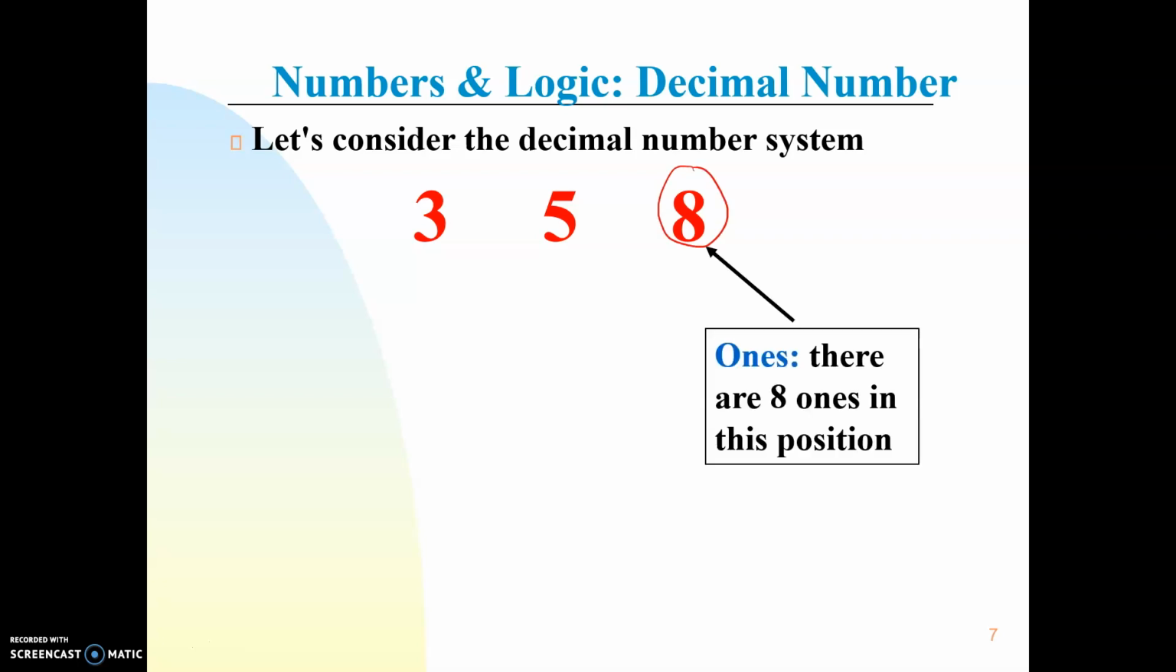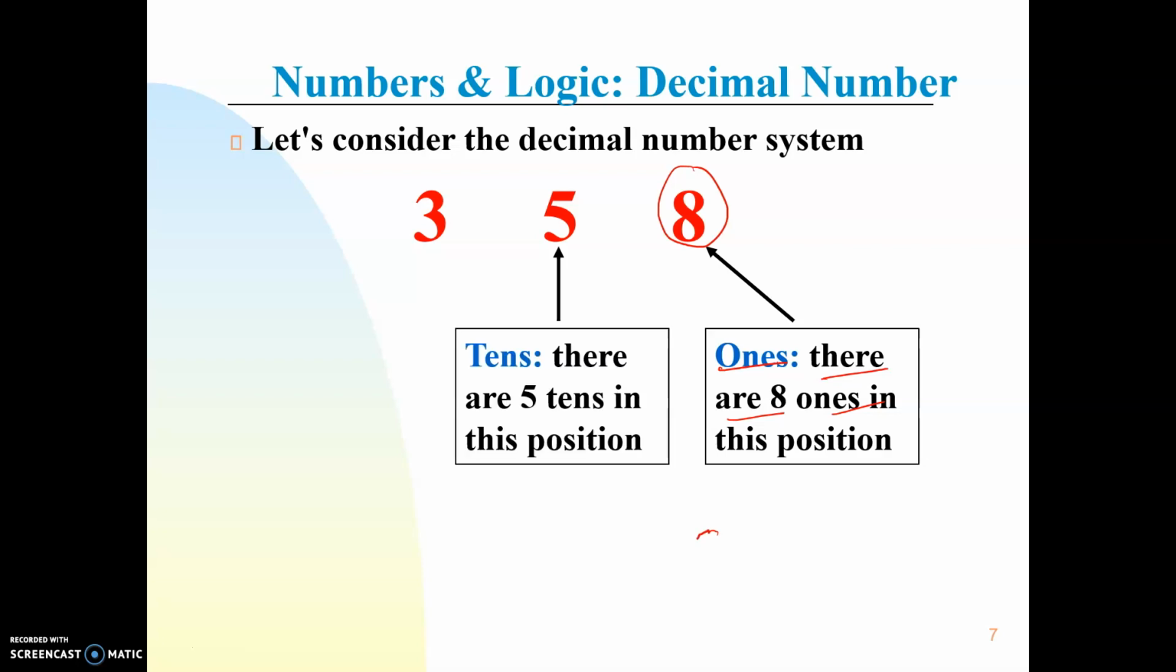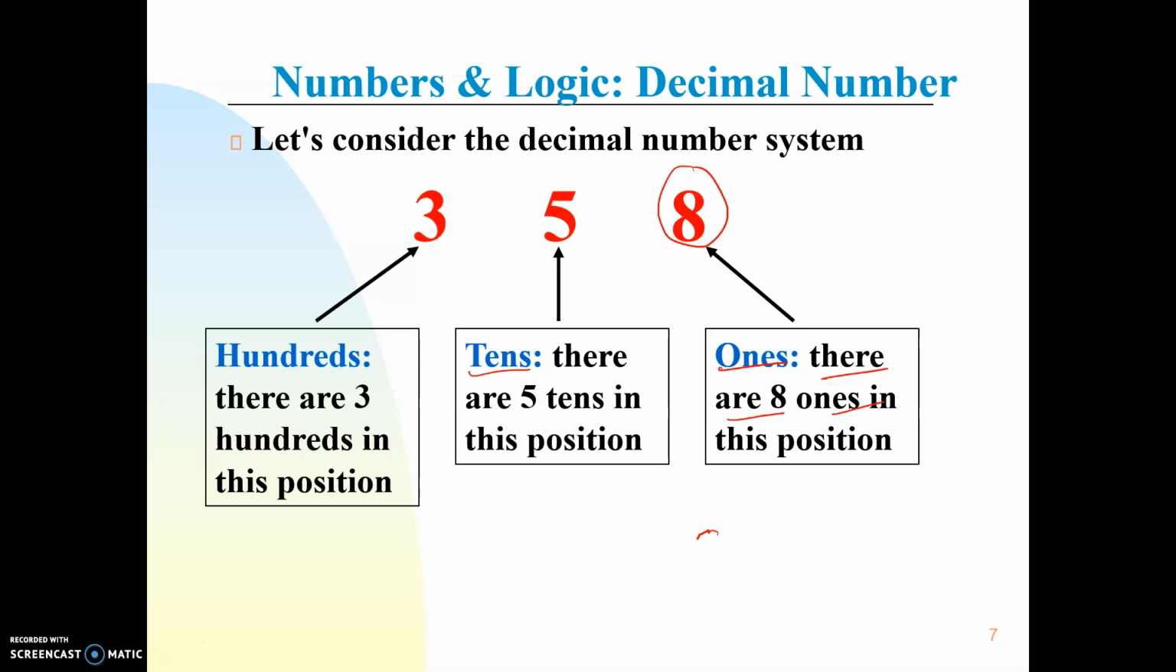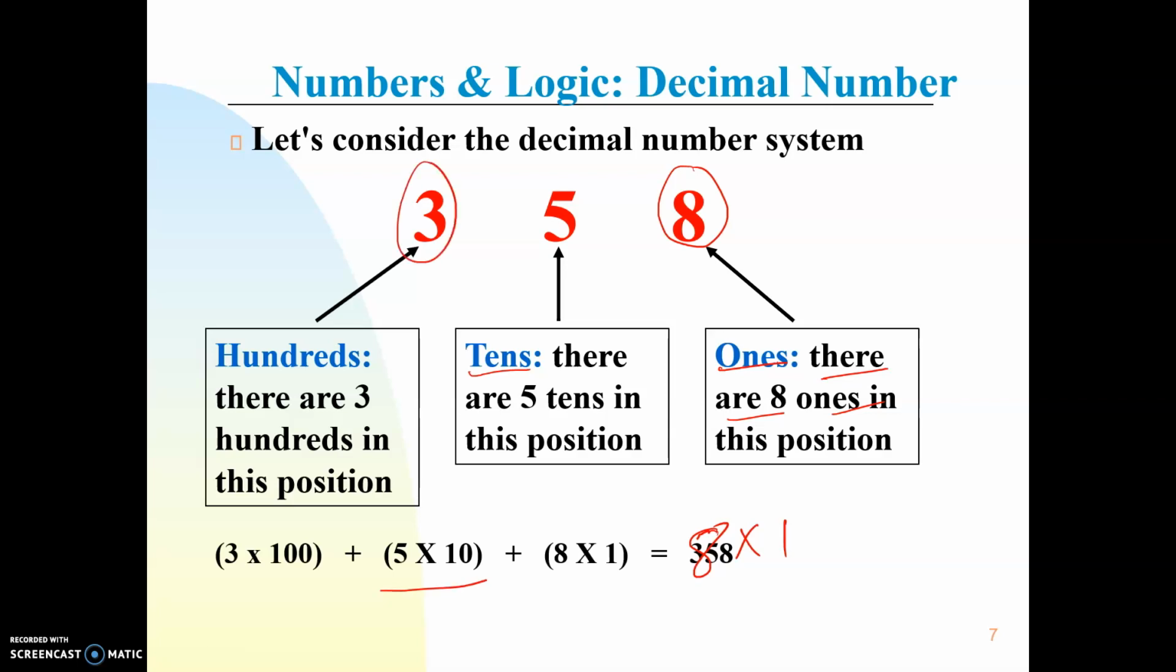8 is at the one position, and there are 8 ones at this position. Then 5 is at the 10th position, and this 3 is at the 100th position. So 8 will be at position number 1, so I will say 8 multiplied by 1. Then this 5 is at position number 10, so 5 multiplied by 10. And then this 3 is at position number 100, so 3 multiplied by 100. Then you will get this number 358.